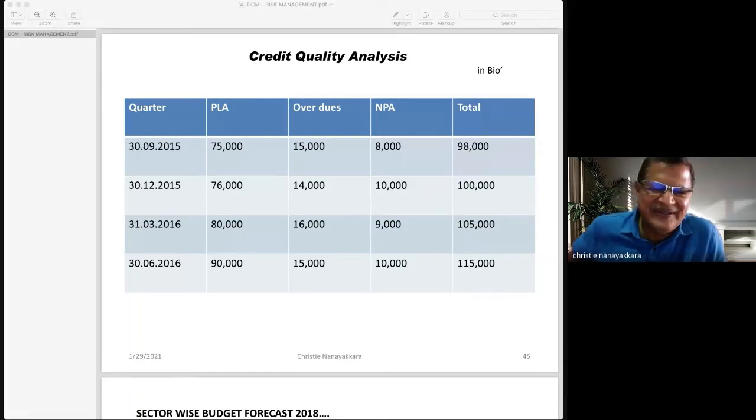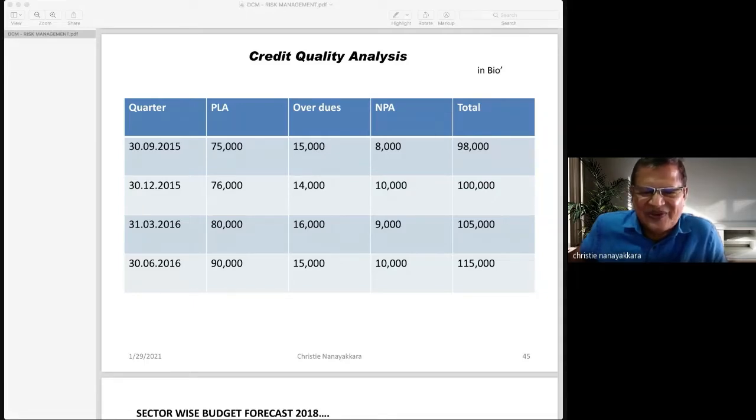So if you divide the first quarter, that is here 98 billion, loans of 75 billion are being paid on time, not a single day delay. Then up to 90 days, 15 billion is there. Then over 90 days, 8 billion has not been repaid. In the second quarter, you have increased your non-performing. Your performing advances have increased by 1. Your overdues have come down by 2, but your non-performing has gone up to 10.